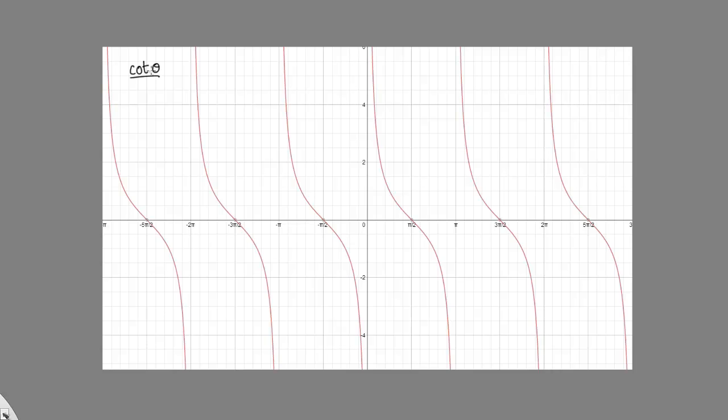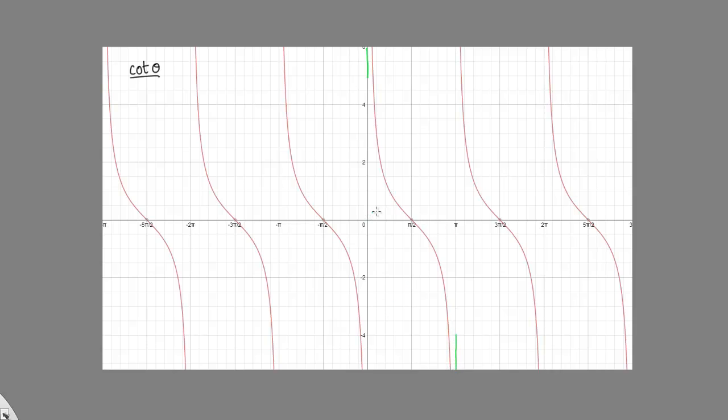Just like tangent theta, it is asymptotic to the points where sine theta is 0. For example, sine is 0 at 0. So close to 0, the graph becomes asymptotic. Similarly at pi, sine pi is 0. So closer to pi, the cotangent or cot theta becomes infinite. So let me mark this down. So you can see closer to 0. So close to 0, cot theta becomes infinite, and close to pi, cot theta becomes infinite.